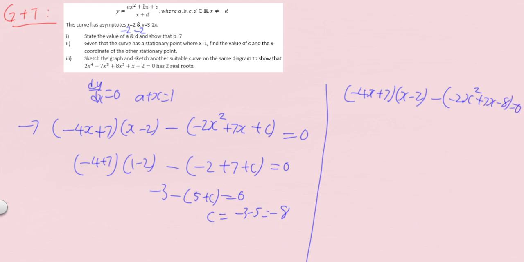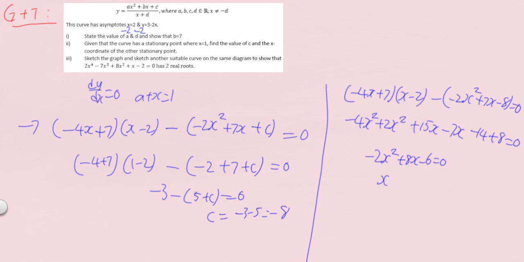Alright, now we just expand everything. We have minus 4x squared plus 2x squared. Here you have 7x plus 8x, so we have 15x, then minus 7x. Then from here, minus 14 plus 8, right? Be careful of your sign, equals 0. We then have minus 2x squared plus 8x minus 6 equals 0.